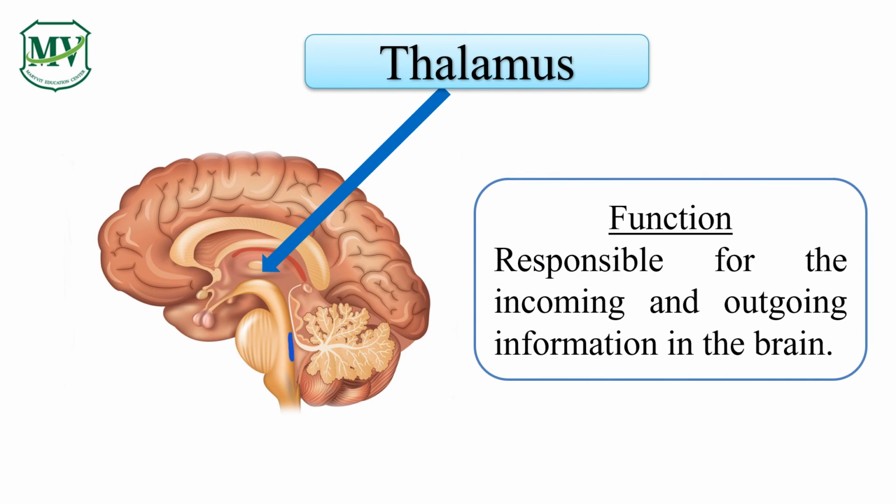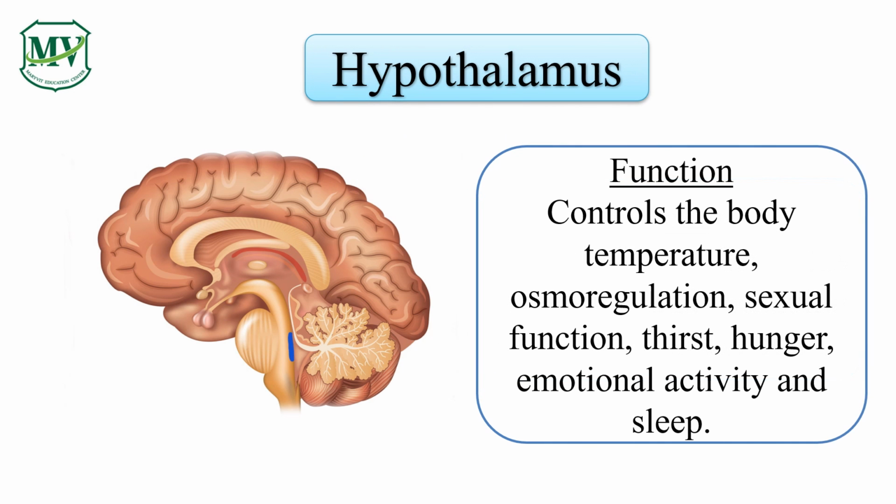Thalamus. This part of the brain is responsible for the incoming and the outgoing information in the brain brought by our neurons. Next, you have the hypothalamus. As part of the brain, the hypothalamus controls the body temperature, osmoregulation, and sexual function. It also controls thirst, the feeling of hunger, emotional activity, and of course, sleep.